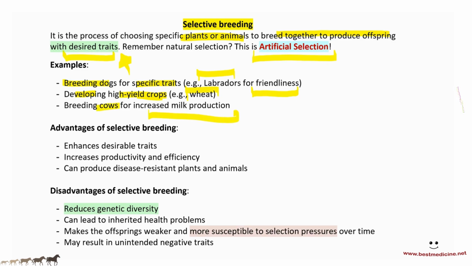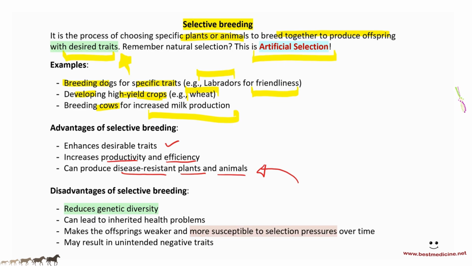So, what are some of the advantages of selective breeding? Well, of course, it enhances the desirable traits, increases productivity and efficiency, and also it can produce disease-resistant plants and animals, and we'll have a slight look at this in a bit.